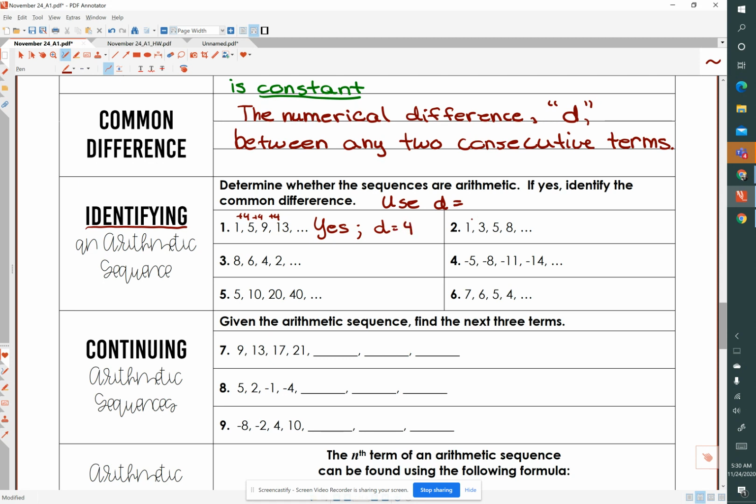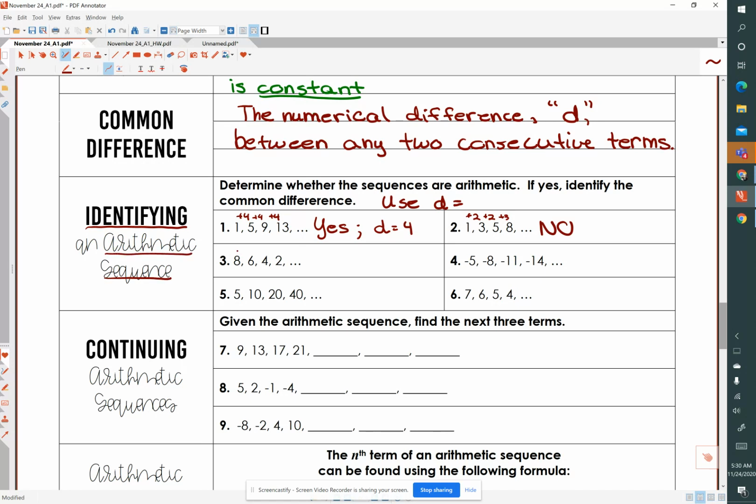Now, how do I get from 1 to 3? I add 2. 3 to 5, I add 2. From 5 to 8, I add 3. Sorry, no common difference, okay? So it's not an arithmetic sequence. Remember, we're asking, is this an arithmetic sequence?